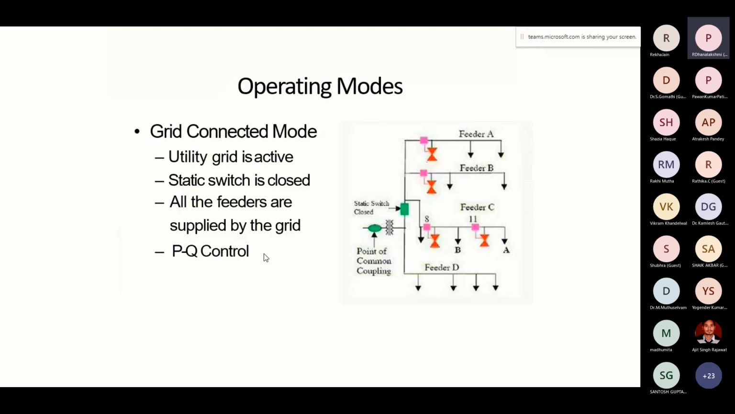So this shows how the DGs are integrated directly at the load end. You can see these are the various feeders, feeder A, B, C and D, and these arrows point out the various loads. So these loads are to be fed using the utility as well as using the distributed generators. There will be a point of common coupling between the DGs and the utility grid.